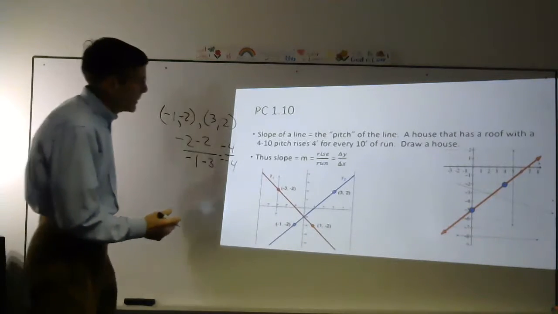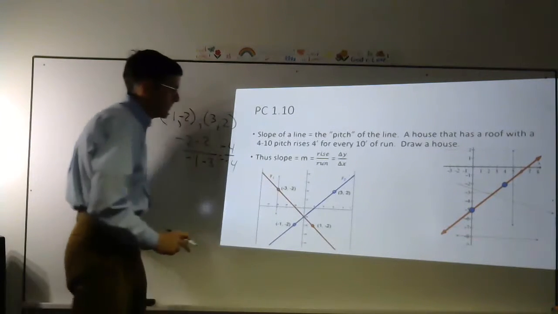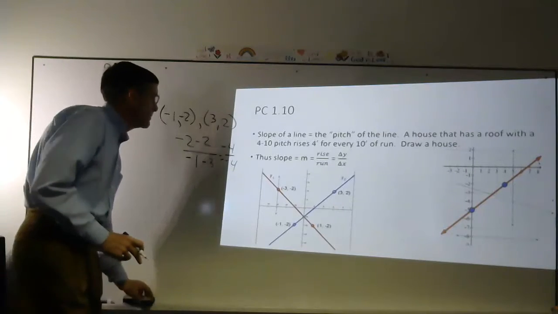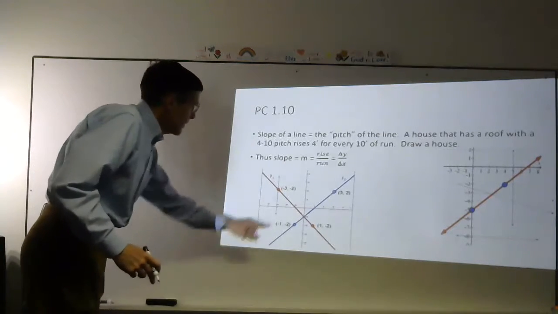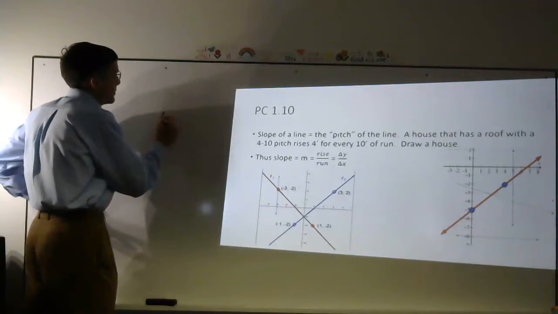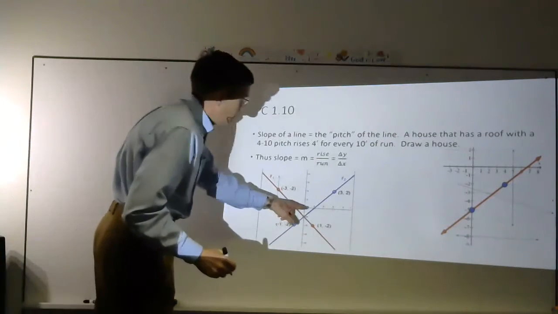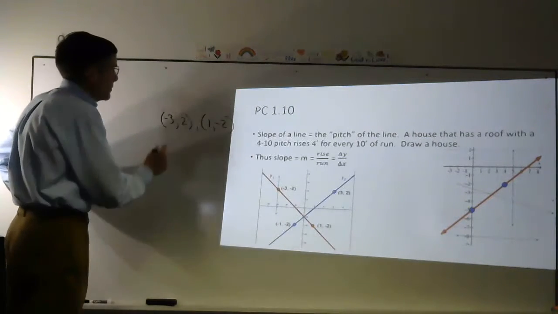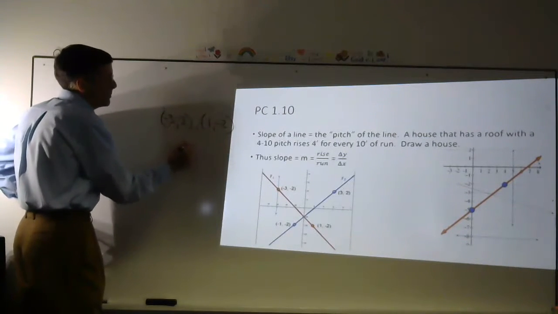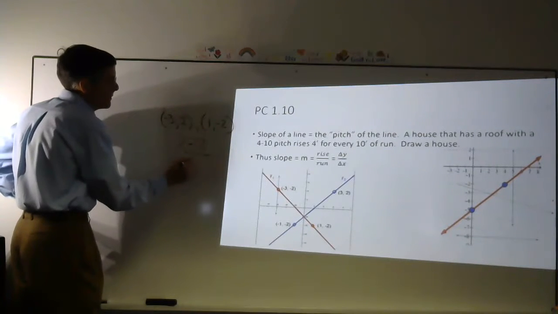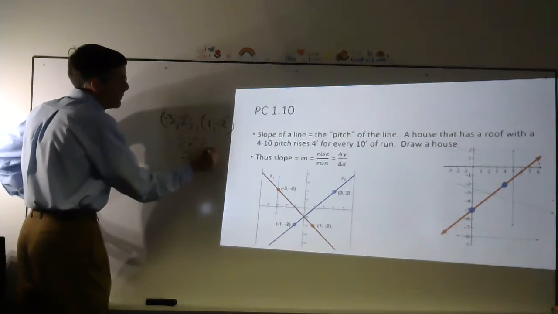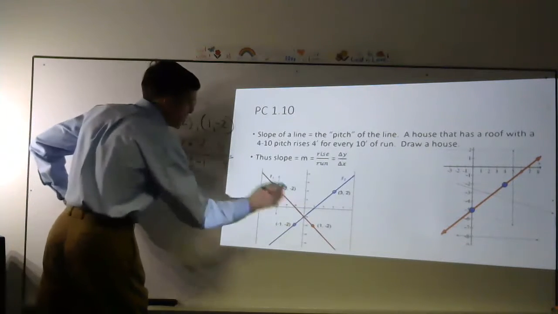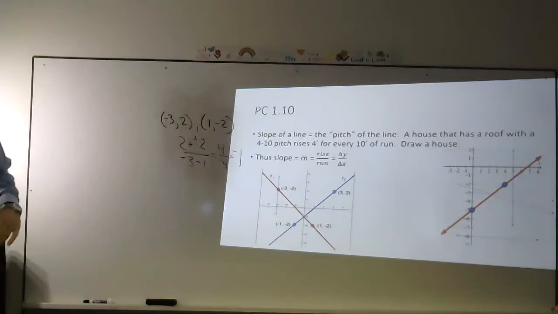By the way, that should be a -3, +2. Sorry about that, I put the wrong point. All right, so let's do it correctly. This is a -3 and up 2. This one is a +1 and down 2. All right, so if I do my y values, 2 minus -2, and my x is -3 minus 1, I get 4 over -4, or the slope of the red line is -1. Okay? Slope, delta y over delta x, or rise over run.